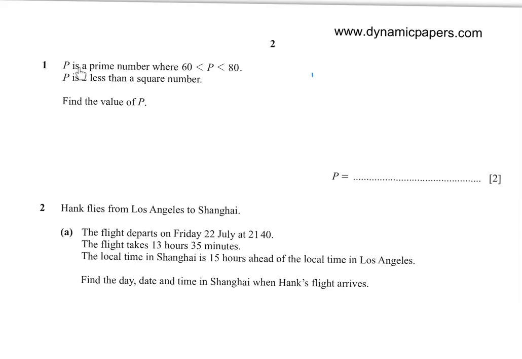Number 1. B is a prime number. B is more than 60 and less than 80. B is 2 less than a square number. Find the value of B.